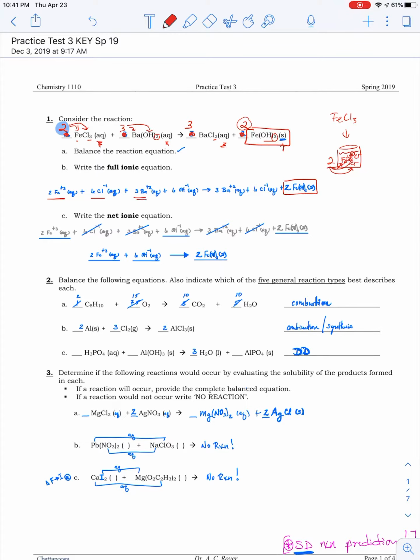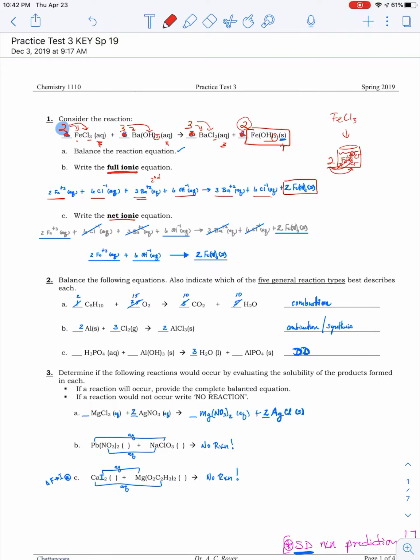So 3 BAs, it's plus 2 because it's the second column of the chart. And then the OH, there's 6 of them. Then I go over here, and again, my 3 applies to both of those things. So I have 3 Ba plus 2, and then I have 6 Cl minus once I get to that step. And that is the full ionic. Everything that could be ionic is.